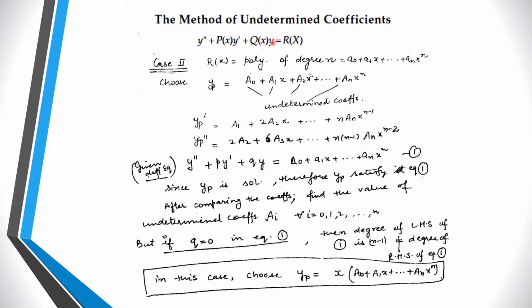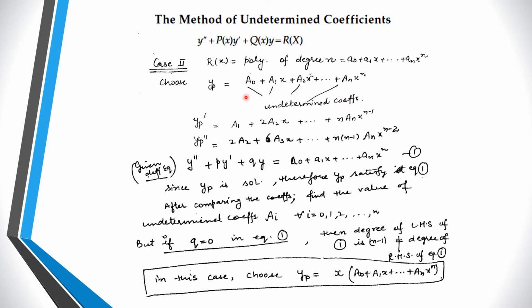But there may exist a case when q is 0. When q is 0, then after substituting yp dash and yp double prime in the left hand side, the maximum degree will be n minus 1. However, in the right hand side we have an n degree polynomial, so we cannot find the values of each Ai. So in that case, we cannot consider yp to be a polynomial of degree n.